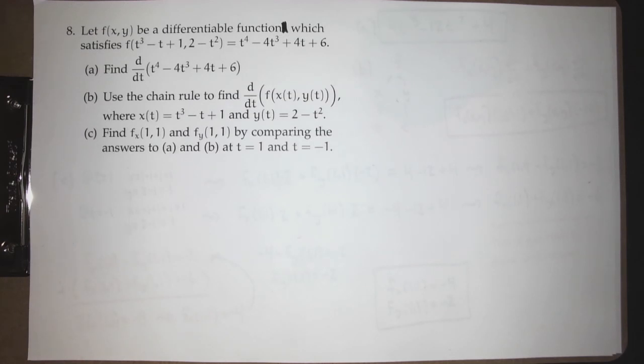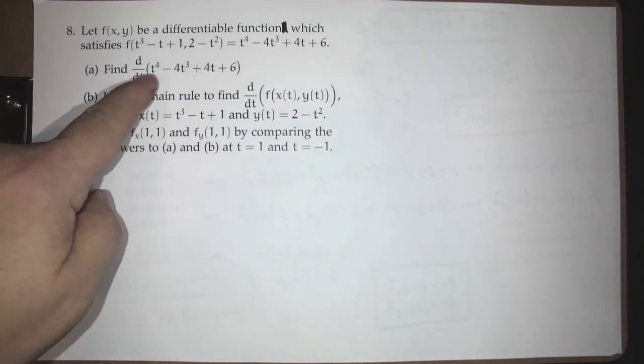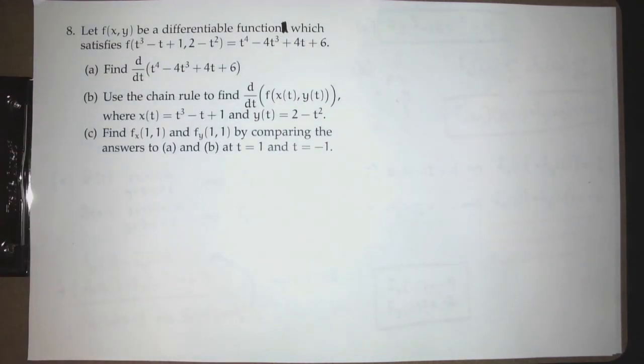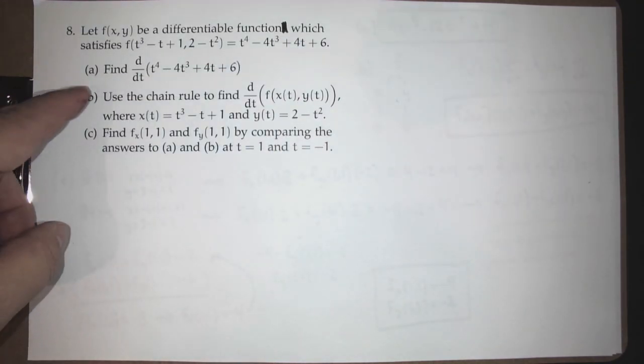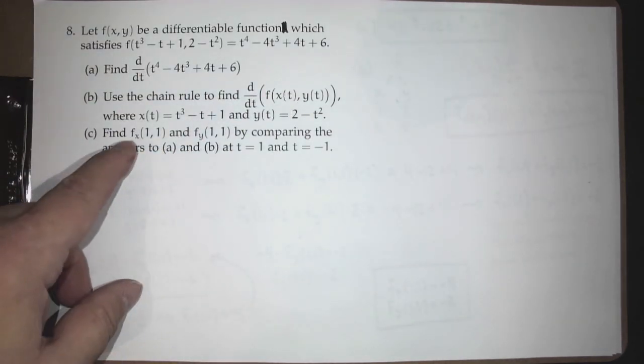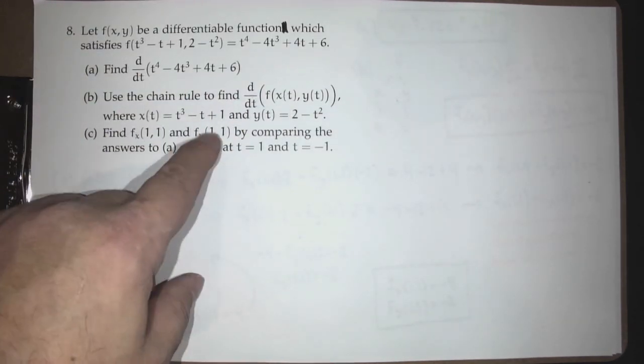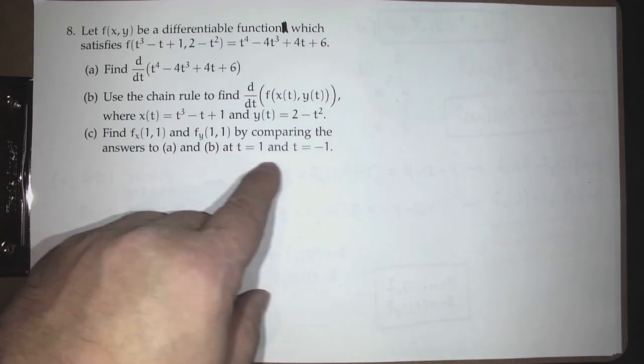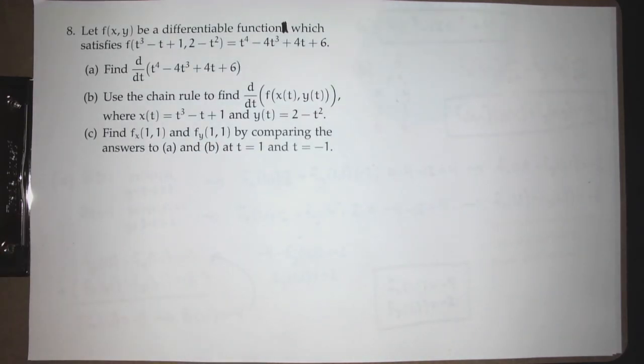And looking ahead, we're going to find the derivative of the right-hand side. We're going to use the chain rule to find this derivative. And then we're going to end up finding f sub x at 1, 1 and f sub y at 1, 1 by following what it tells us to do. There is something about this problem that's clear about what technique we need. What is this problem testing us on?